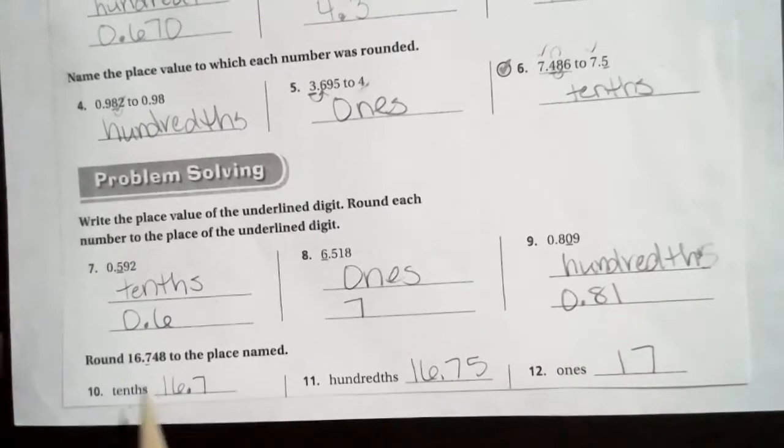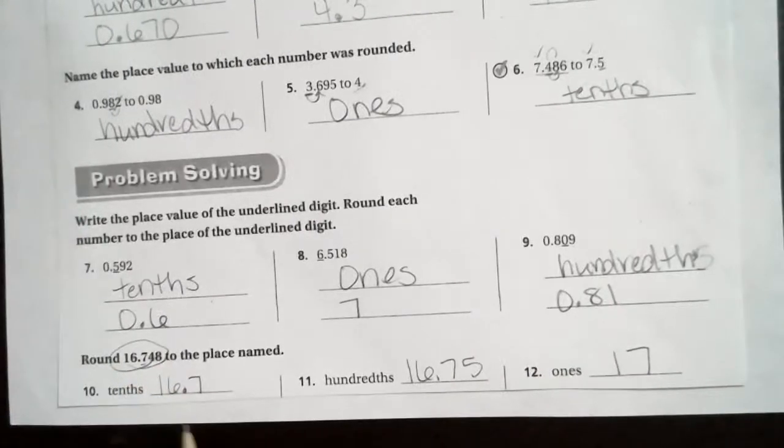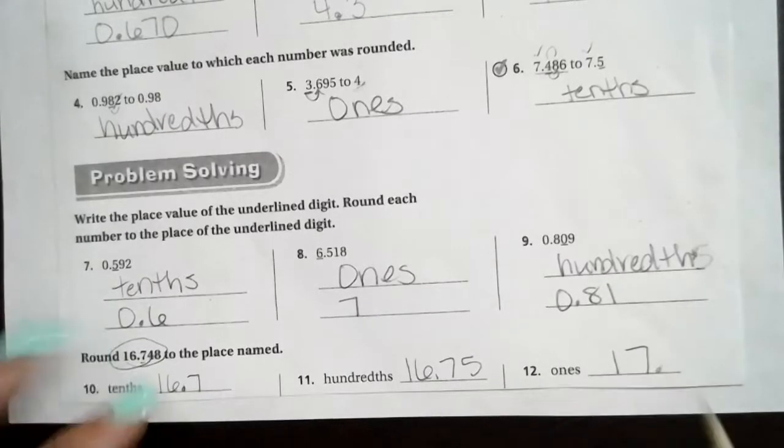Here, if I round this digit right here to the tenths place, it's 16 and 7 tenths, because that 4 does not round it up. To the hundredths place, it's 16 and 75 hundredths, and to the ones place, it's just 17, and I could have that decimal right there if I would like.